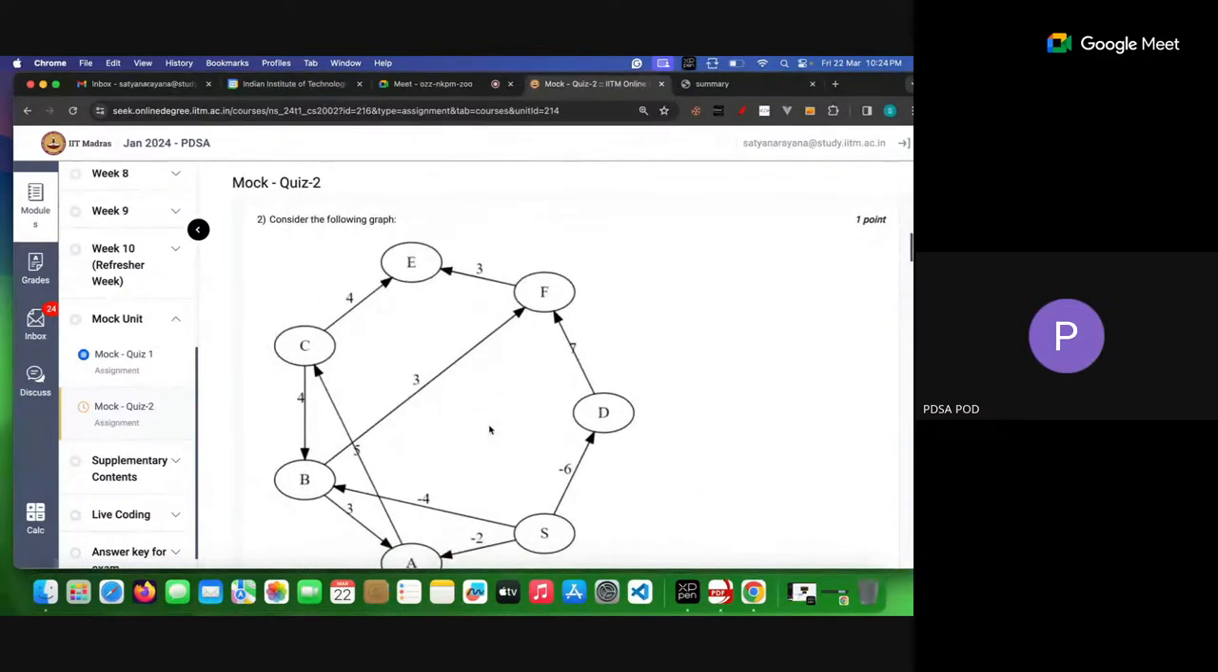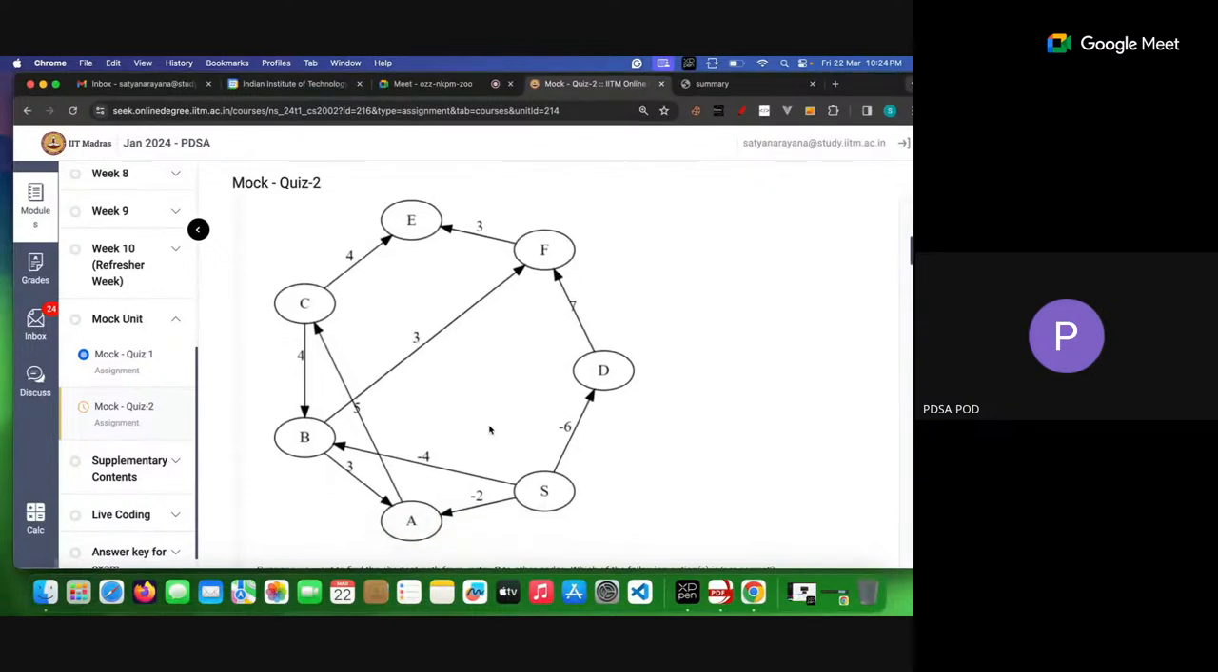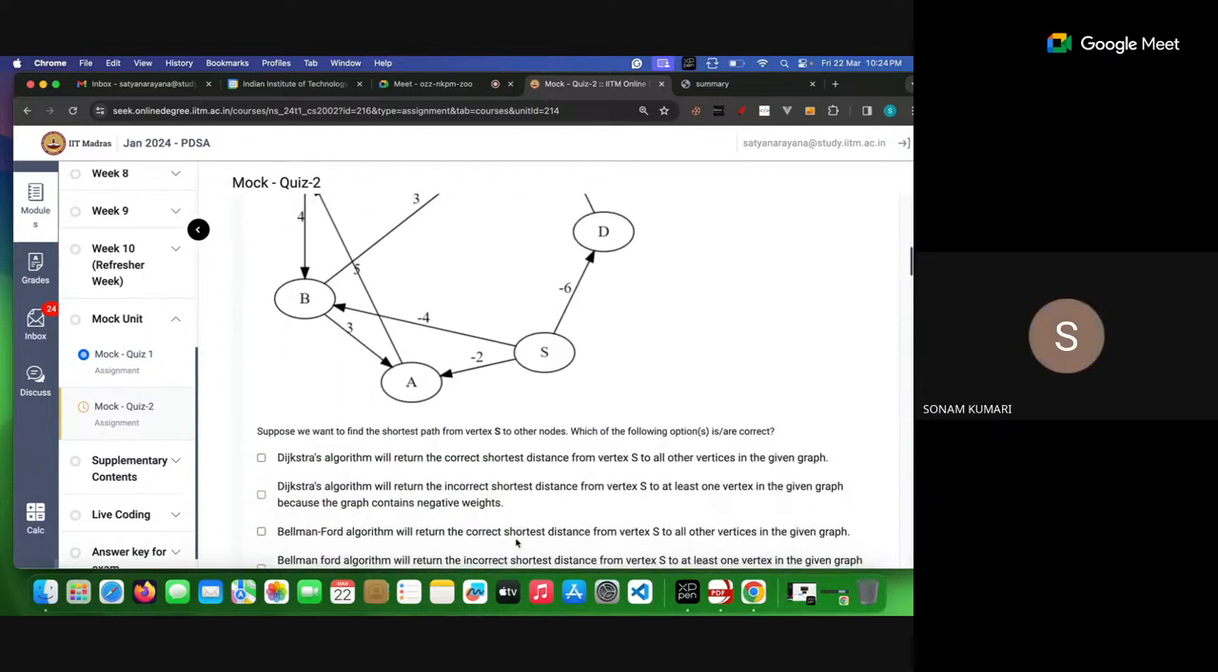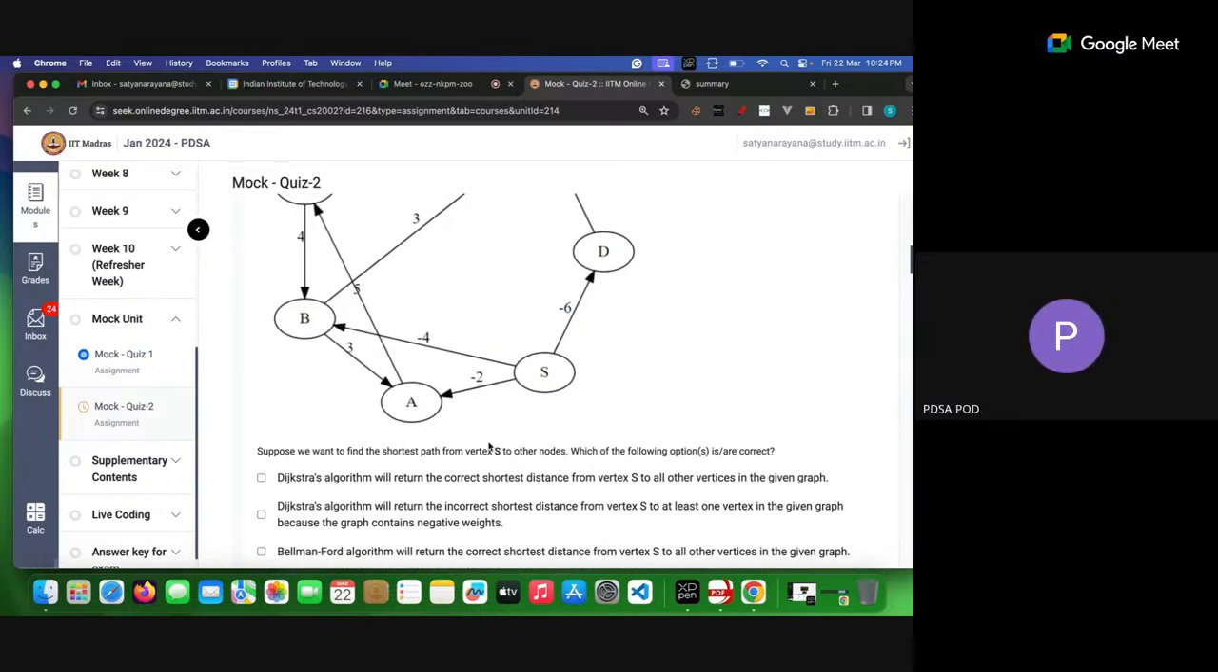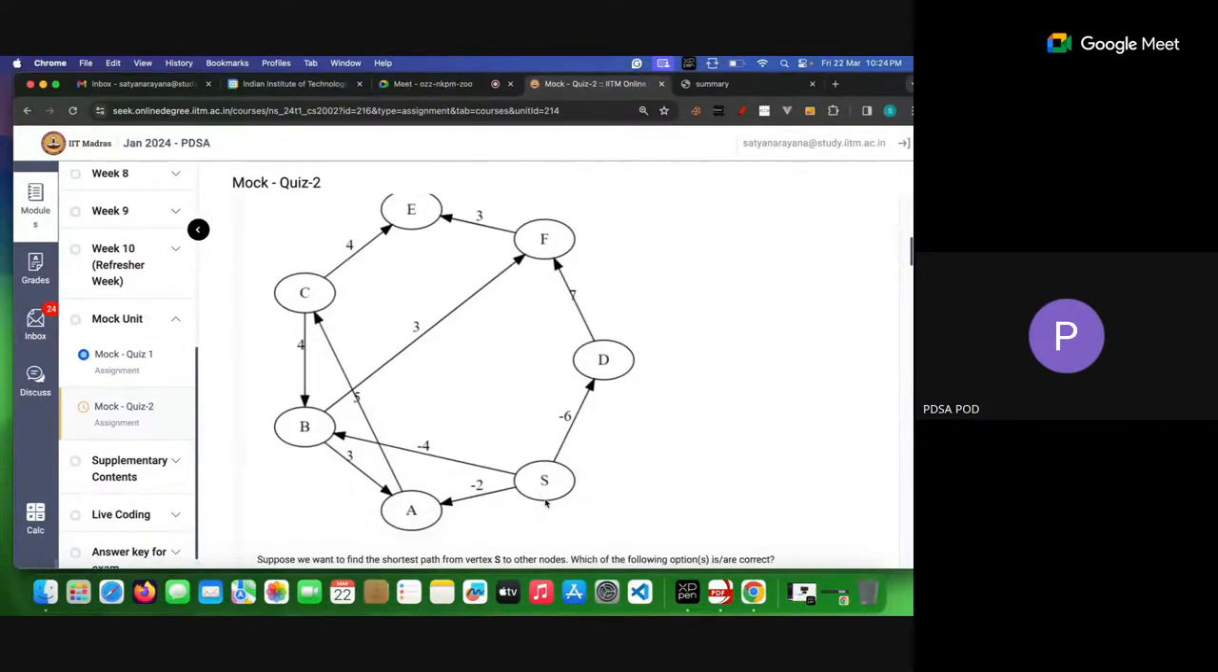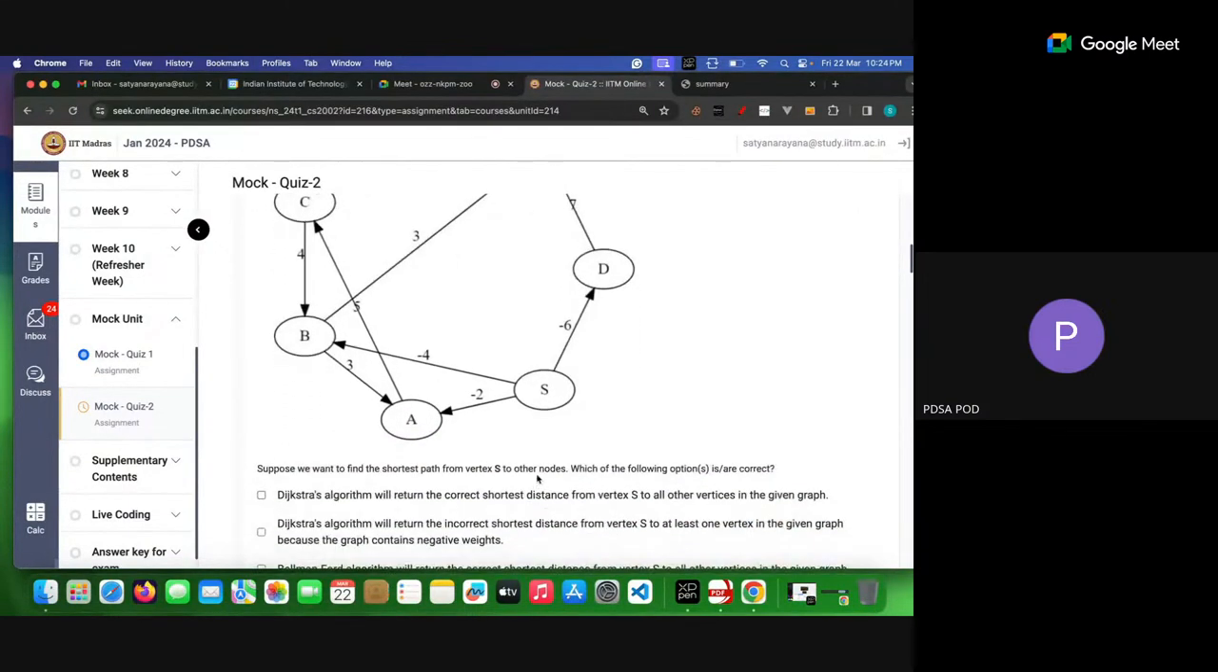Second one. Consider the following graph. It's a directed graph, and negative weights are there, remember? Suppose we want to find the shortest path from a single source vertex S to the other nodes. S is the origin, the source is always S. Which of the following options is correct?